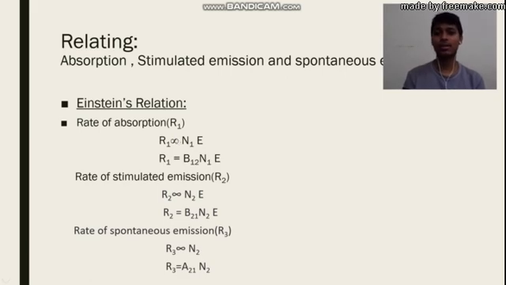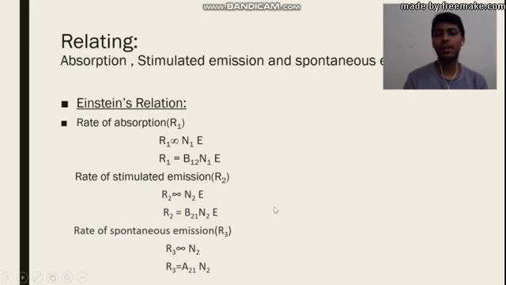Similarly, in order to find out Einstein's relation, we define rate of stimulated emission and rate of spontaneous emission. Rate of stimulated emission is denoted as R2. This R2 is also proportional to N2 and E. In this case, E is also energy of radiation, whereas N2 is the number of atoms per unit volume at excited state. If we remove the proportionality sign again, we get R2 equals B21 N2 E. Here B21 is the Einstein's coefficient for stimulated emission. Einstein's coefficient for spontaneous emission is introduced in R3, where R3 is equal to A21 N2. Here R3 is not dependent upon any energy of radiation because R3 is spontaneous emission, and as we have already defined, spontaneous emission does not require any external agency, it occurs naturally.